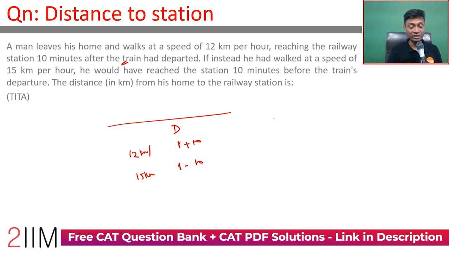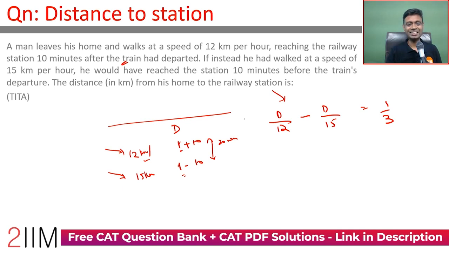Or I'm going to do this very differently. Time taken in this instance is d by 12. This distance is d by 15. D by 12 minus d by 15 is 1 by 3. Wonderful direct way of doing this without worrying about the time t. What are we doing here? The difference between these two times is 20 minutes. Time taken for this, time taken for this. The difference between these two is 20 minutes. We take the distance in kilometers and speed in kilometers per hour. We'll get the answer in hours. The difference is 20 minutes, which is 1/3 of an hour. And then we are done.